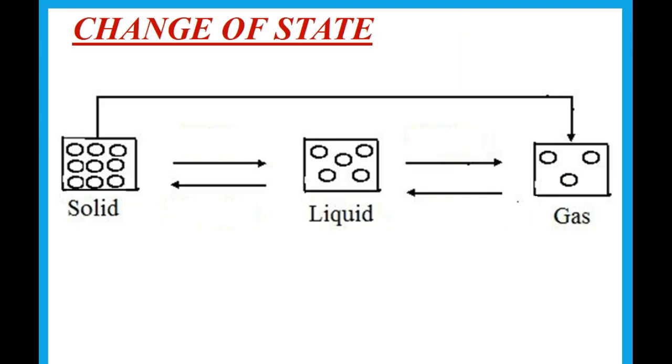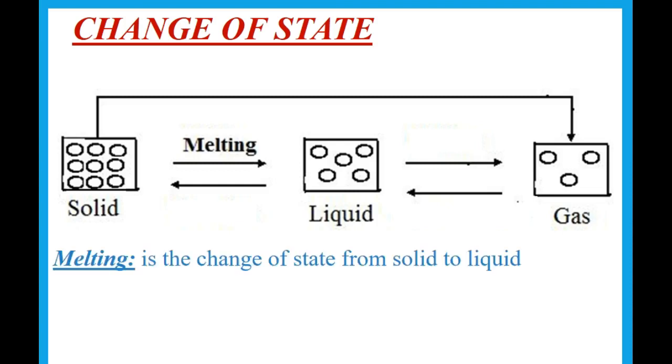So, change of state. When we change from solid to liquid to gas, we need to heat it. If we're going the other way, you need to cool the gas to become a liquid, and you need to cool the liquid to become a solid. So when you heat a solid, it becomes a liquid. That is called melting.